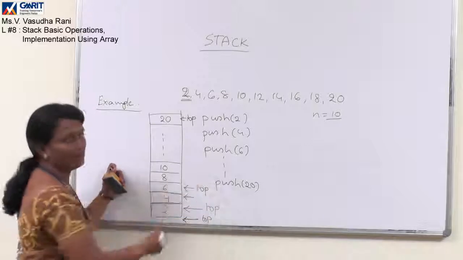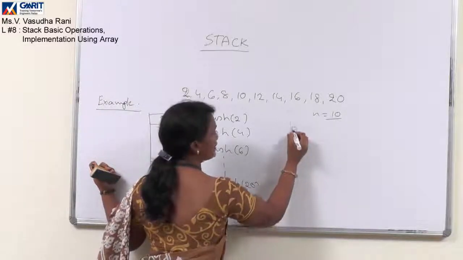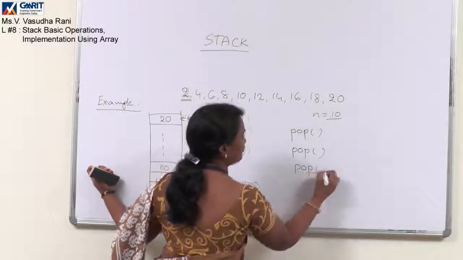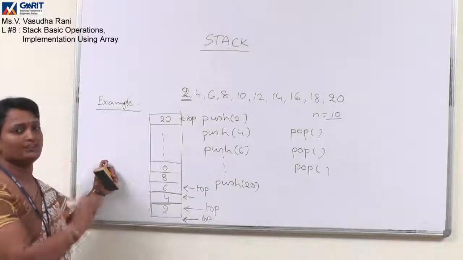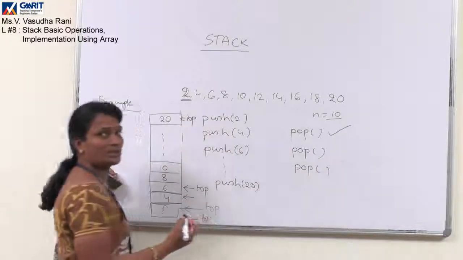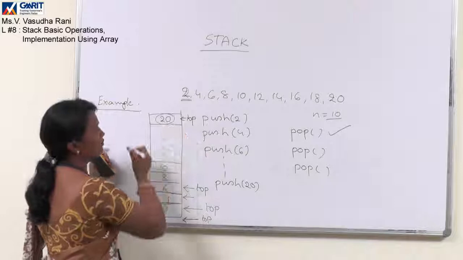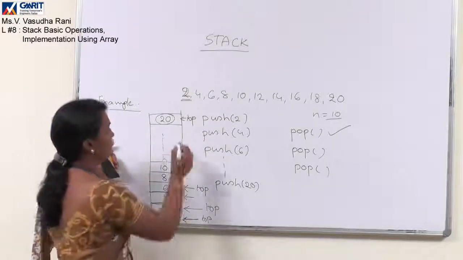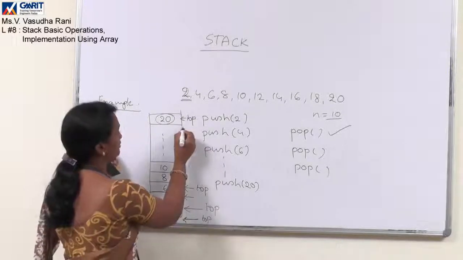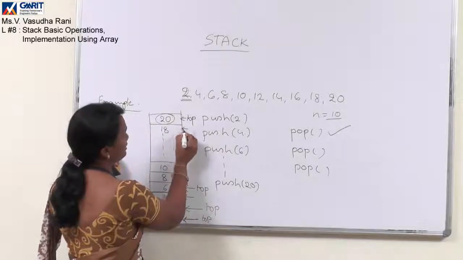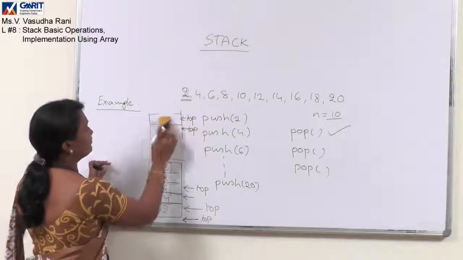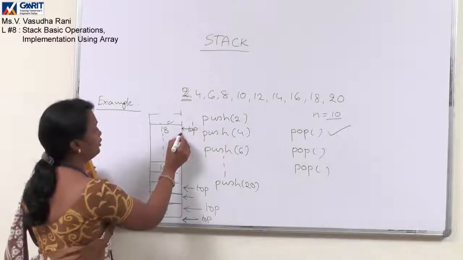Once all push operations are completed, we can go for some sequence of pops. Here we'll consider 3 pop operations, through which only the top 3 elements of the stack can be deleted. By calling the first pop operation, you can observe that this 20 can be deleted from the stack. After deleting 20, your top will go to the below position, so here we'll get 18.